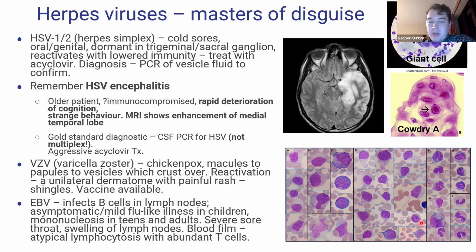Epstein-Barr virus, these are atypical lymphocytes. It infects the B cells in the lymph nodes. In kids, it's asymptomatic, so it gives you a mild flu-like illness. In teens and adults, it's mononucleosis, so kissing disease, very painful throat, and swelling of lymph nodes. If you do a blood film, and they do like this question, you get atypical lymphocytosis, so a lot of lymphocytes which are primarily T cells. So although infection is of B cells, in the blood you get T cells which are looking a bit dodgy.